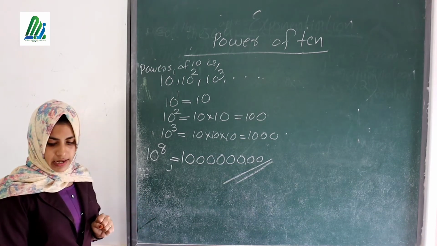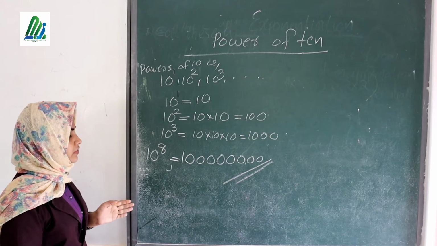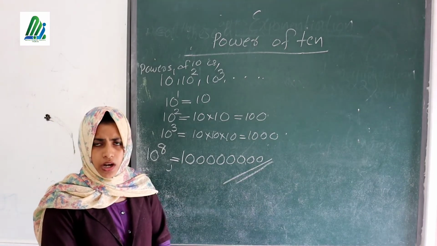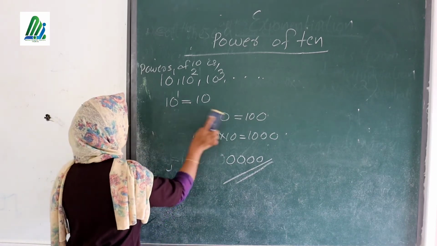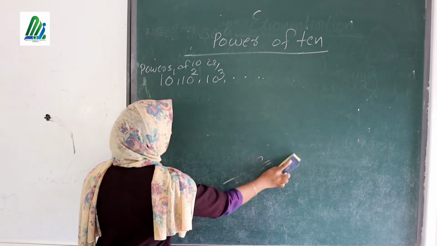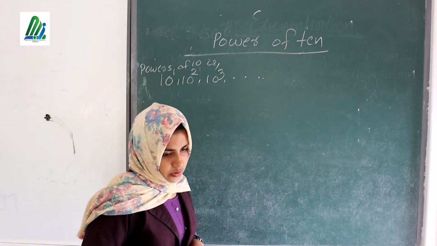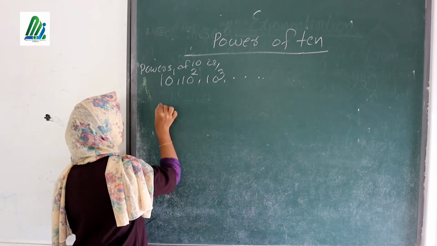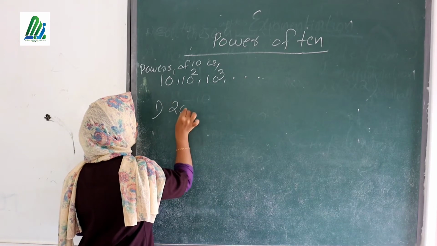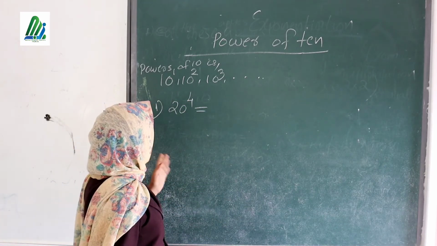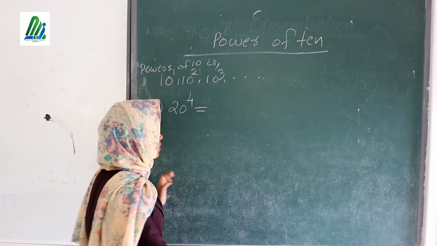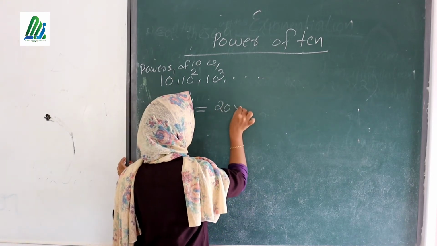Next, like this we can also compute the powers of 20. How can we compute the powers of 20? Let's check. The question is 20 raised to 4. How can we compute 20 raised to 4? Here 20 raised to 4 means multiply 20 by 4 times.